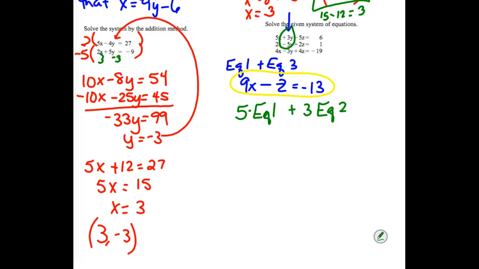5 times the first equation gets me 25x plus 15y minus 25z equaling 30. 3 times the second equation would be 6x minus 15y plus 6z equaling 3.